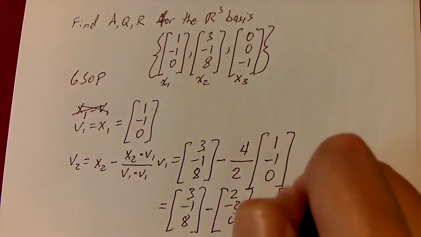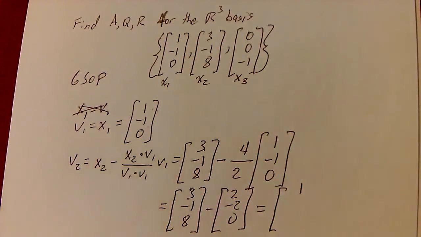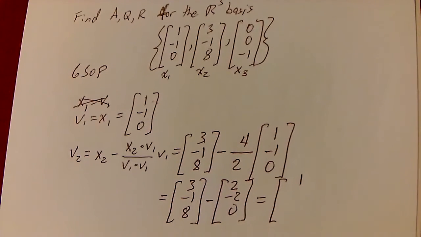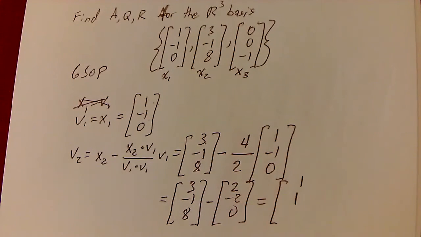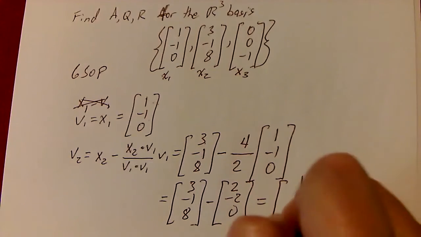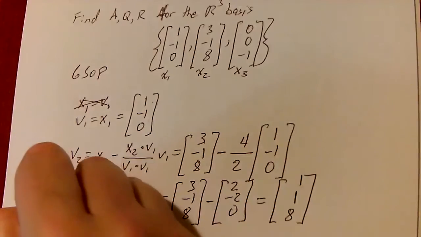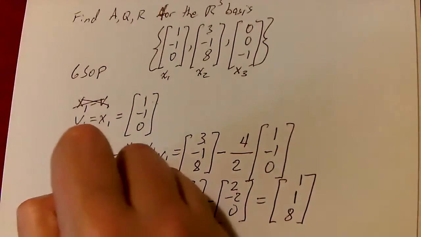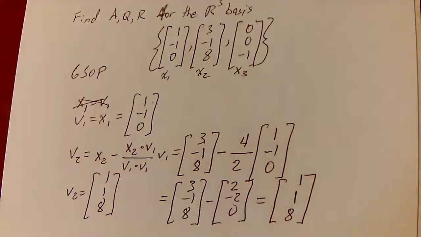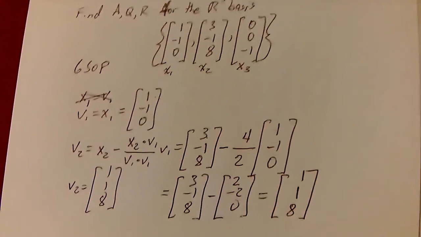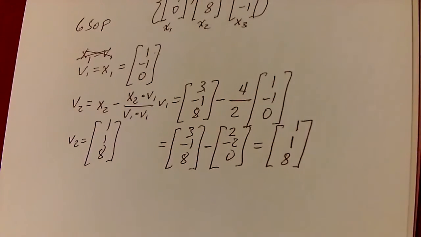So 3 minus 2 gets me 1. -1 plus 2 gets me 1. And 8 minus 0 is 8. Okay, so v2 is equal to what we just found, 1, 1, 8. Okay. Now we're ready for v3.